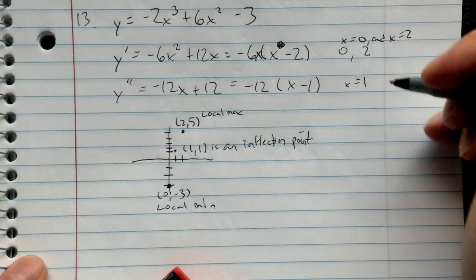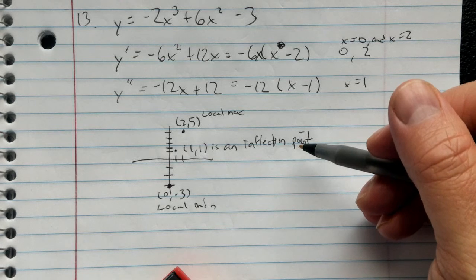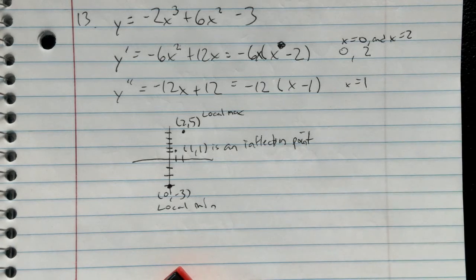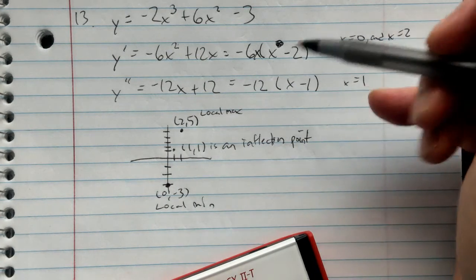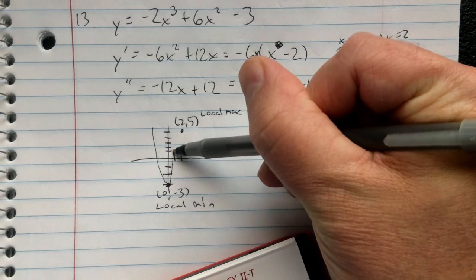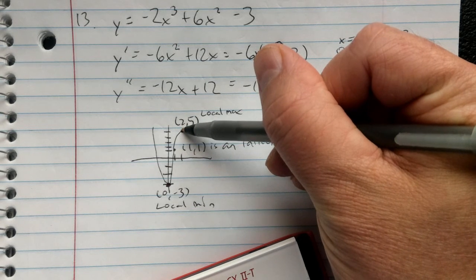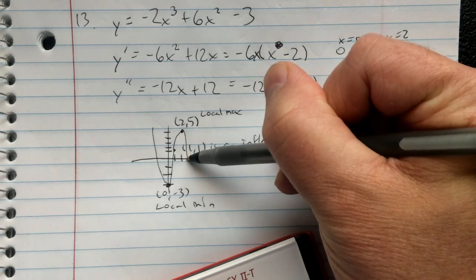So basically, that's where it's going to change. And the graph basically went down, and then it went up, concave this way, and then concave that way, down to like that.